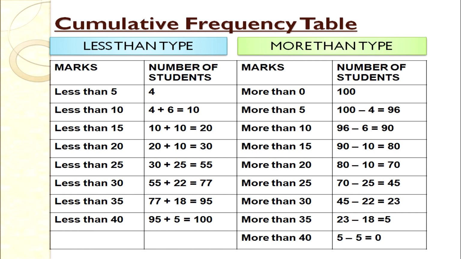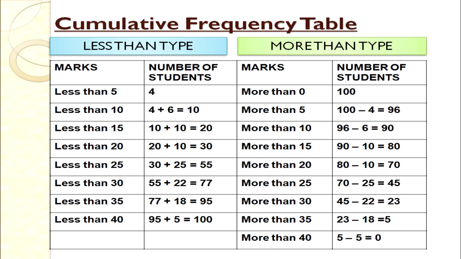Now, for more than, we have used the lower limit. More than 0, all the students, 100. More than 5, subtract those who have got 0 to 5, that is 4. 100 minus 4 is 96. More than 10, 96 minus 6, 90. More than 15, 90 minus 10, 80. More than 20, 80 minus 10, 70.